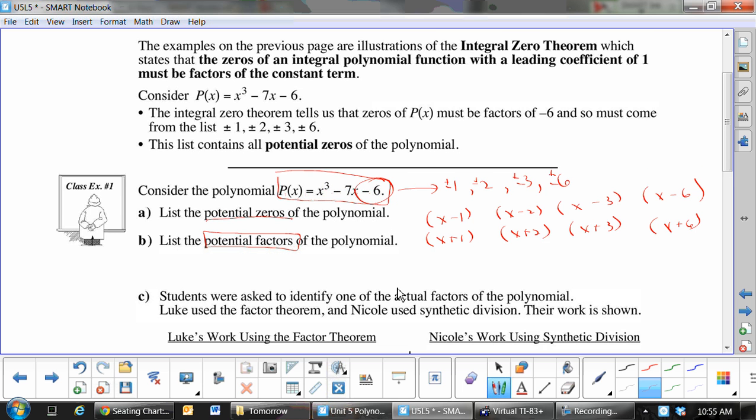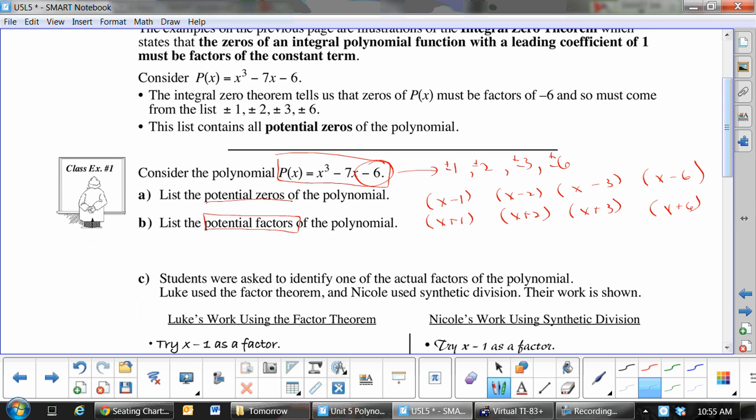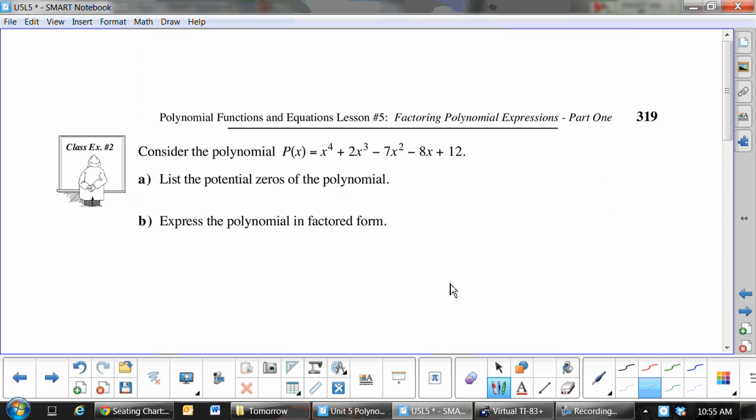Okay. Now, we're going to do just 2 examples today to really show you how this works. And then you're going to have lots of time to work in class. So if you have any questions, you can ask during class. Okay?